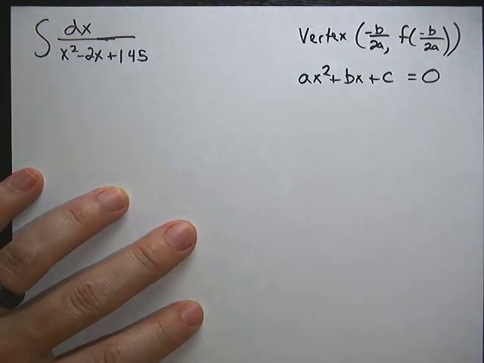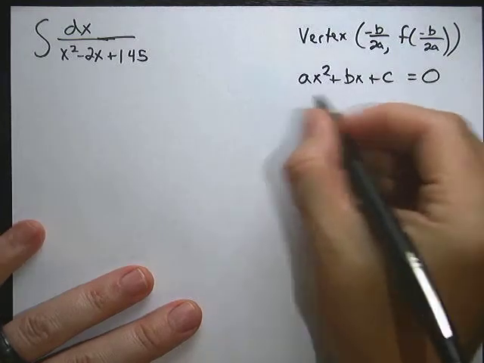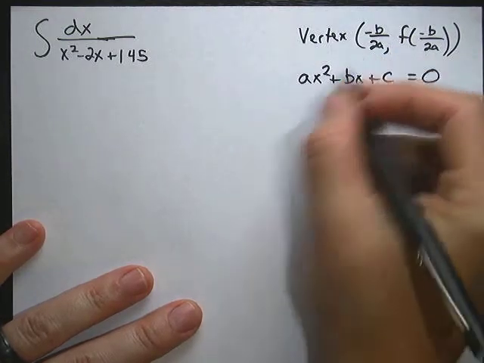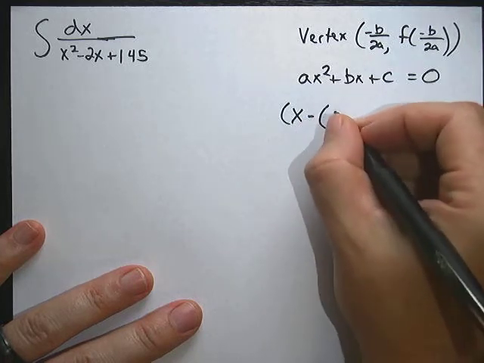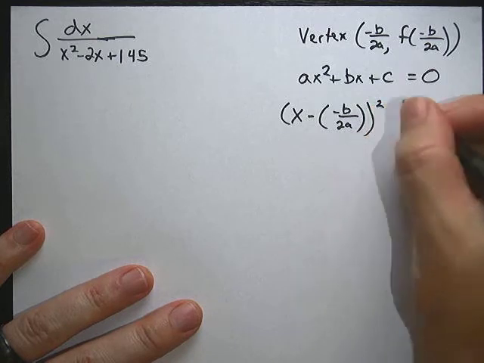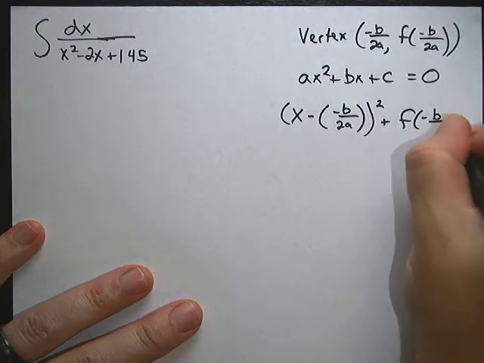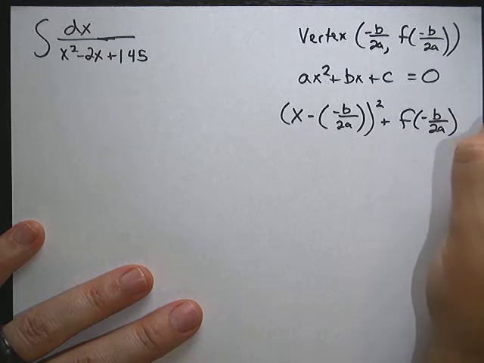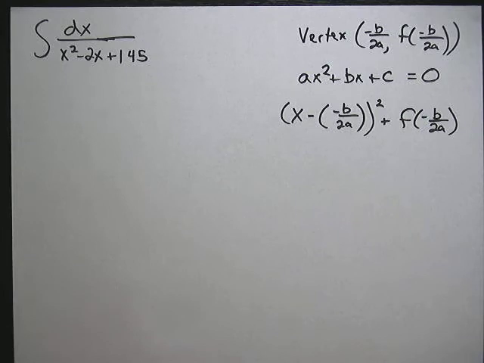To get it into vertex form, which will be the same result as completing the square, you can use this to write the vertex form: x minus negative b over 2a, squared, plus f of negative b over 2a. This will complete the square without having to go through the long process of completing the square.